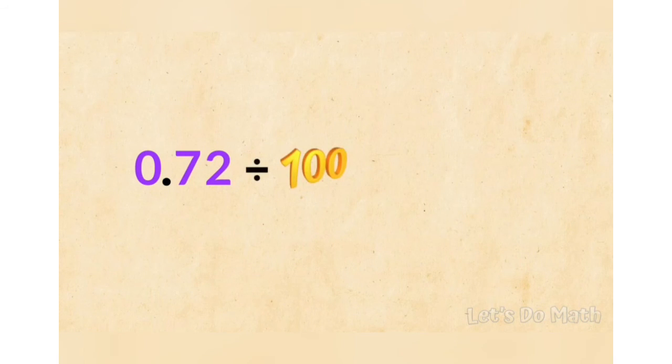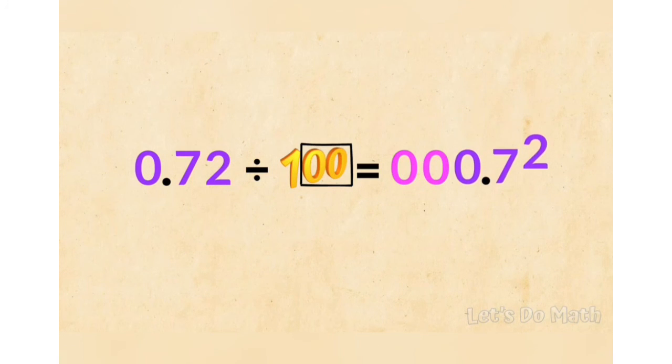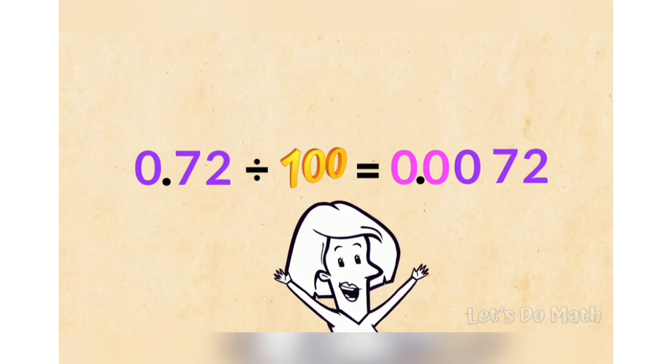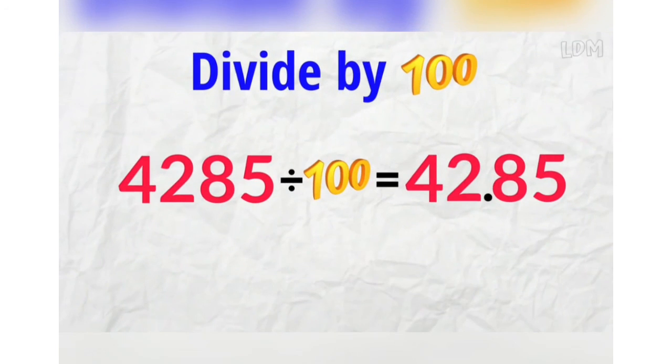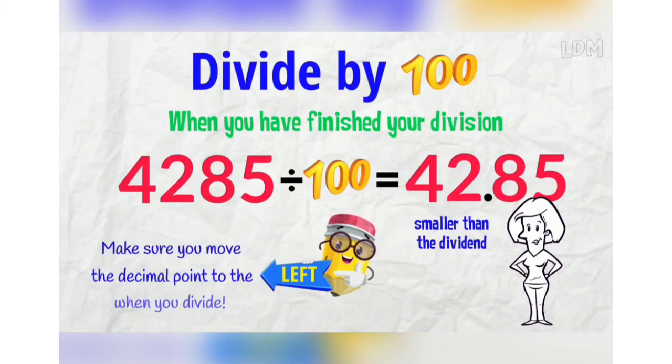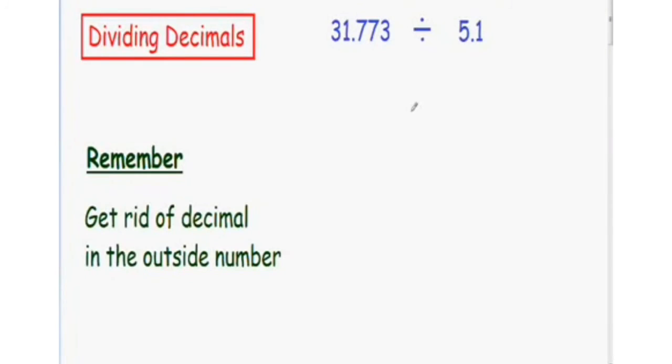Now look at the next one. 0.72 divided by 100. Well, at this time we have to move further to the left hand side by 2 places. So we are adding extra 2 zeros. So we are going to move 1, 2. See? Those 2 zeros have been used to cover it up. So we have 0.0072. Now let's try this one. 4.42.85, because when you move the decimal point from outside, it gives you 4 places.